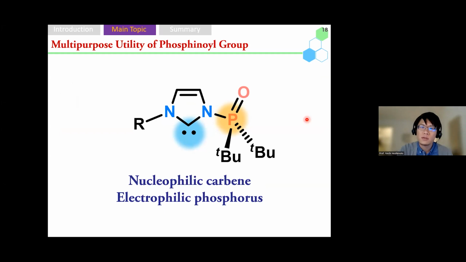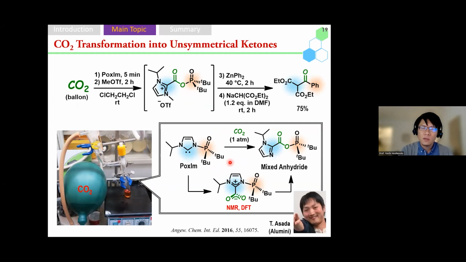Now let's turn our focus to the other interesting reactivity of Toxins. As you can see, Toxins include both nucleophilic carbene and electrophilic phosphorus within a single molecule, but it's stable enough at ambient conditions. So we envision the application of this ambiphilic reactivity for molecular transformations. What we did is one-pot transformation of gaseous CO2 into unsymmetrical ketones. This is a picture of the first step reaction between Toxin and CO2.